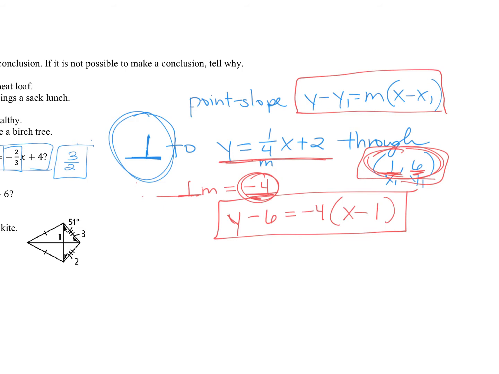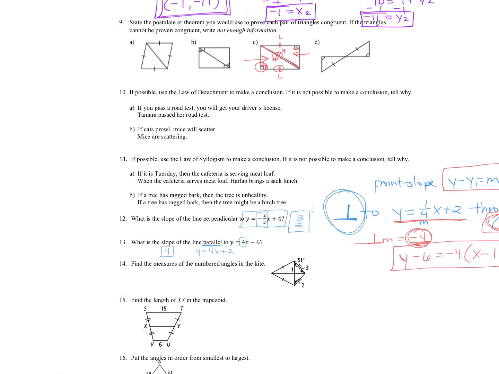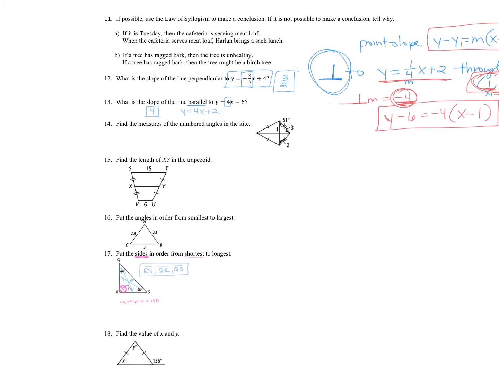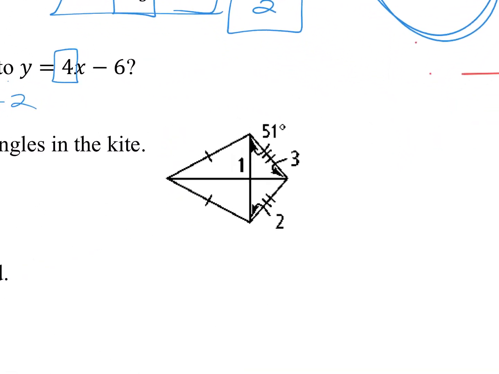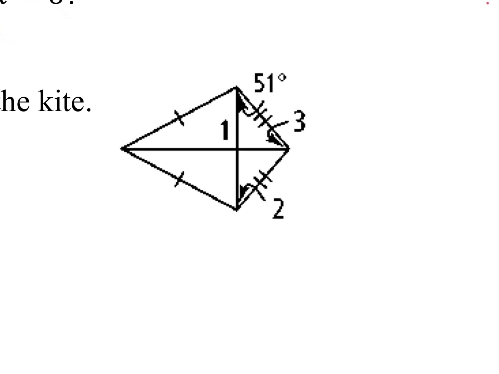What else? Can you go over what numbers? 14. The kite? Yeah. Okay, so this is a kite, which you can see from the markings, and they tell you that in the problem. What do you know about a kite?